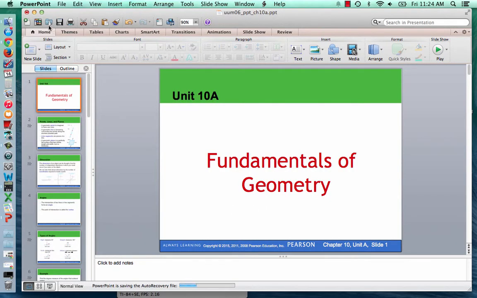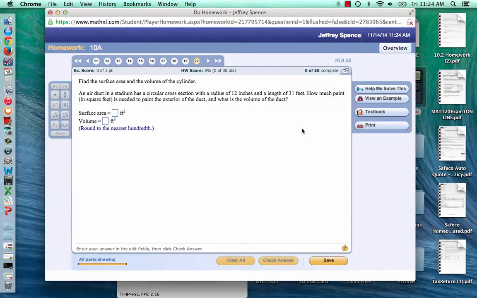So let's look at another example here from the homework. This cylinder. Okay, find the surface area and the volume of the cylinder. So an air duct in a stadium has a circular cross section, which means it's a cylinder, with a radius of 12 inches and a length of 31 feet. How much paint in square feet is needed to paint the exterior of the duct, and what is the volume of the duct? So when we have a duct, we actually do not have the circles covering it at the top and the bottom. They're open. So air can flow through the duct, or water can flow through the duct.